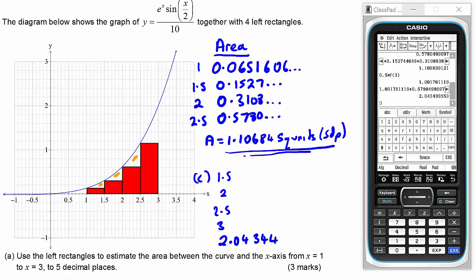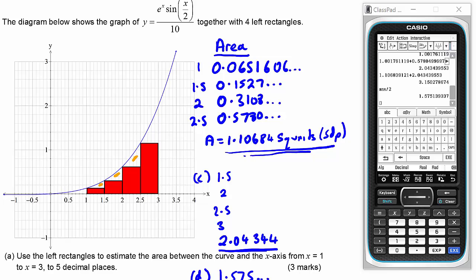Now, the next part of the question asks me to find the average of these two answers. So this one added to this one, and then we'll divide that by 2. So in part D, the first part of that, we get 1.575 and so on.